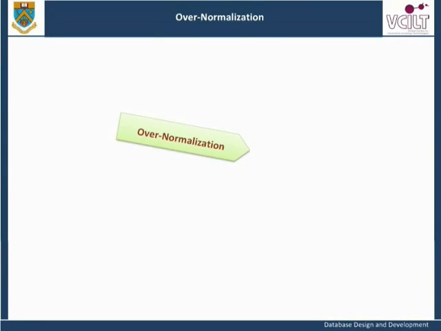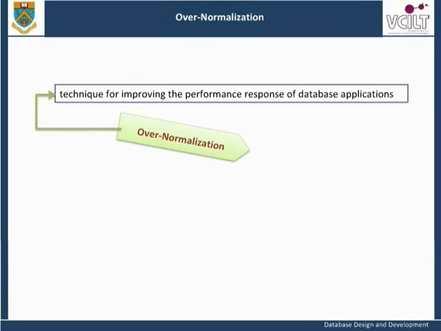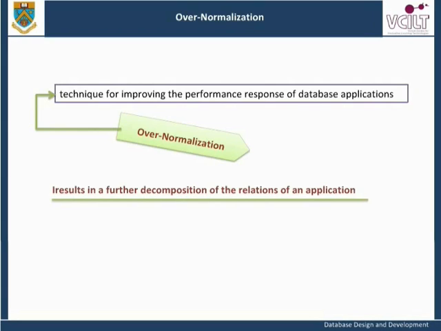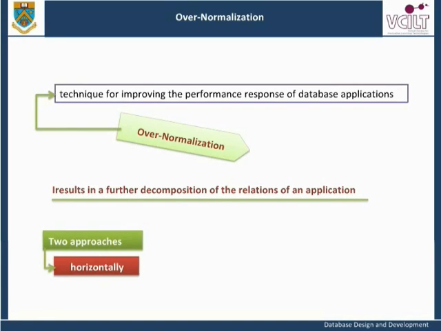Over-normalization. A further technique for improving the performance response of database applications is that of over-normalization. This technique is so called because it results in a further decomposition of the relations of an application, but for different reasons than that of the usual normalization process. There are essentially two approaches to over-normalization of a table. We can divide it up either horizontally or vertically.